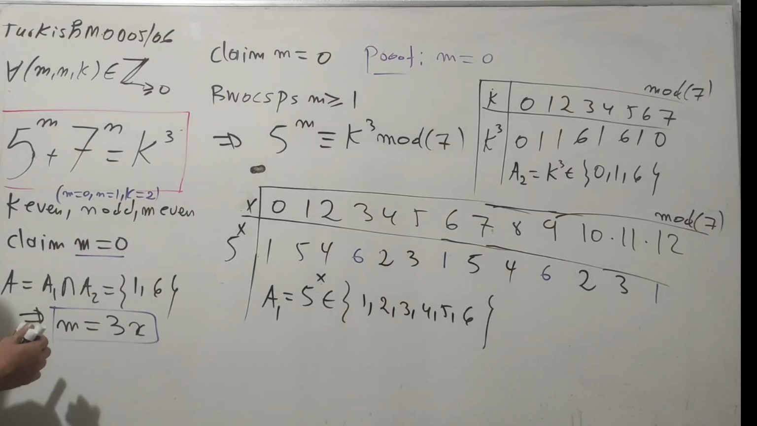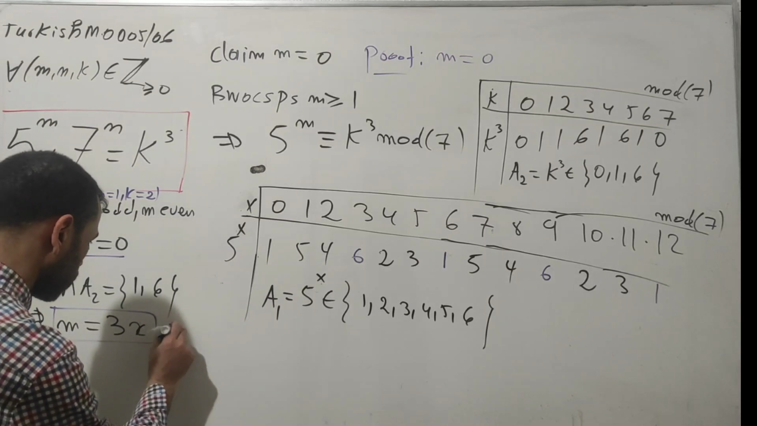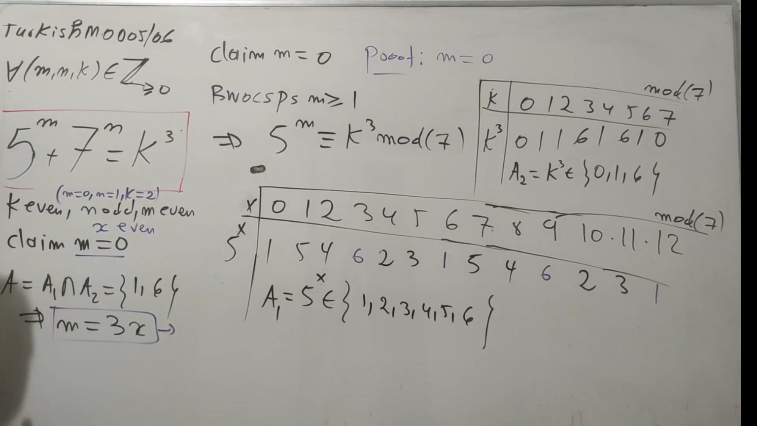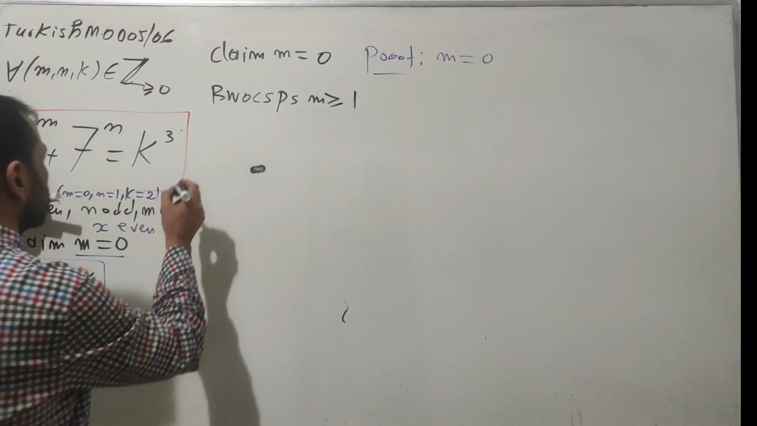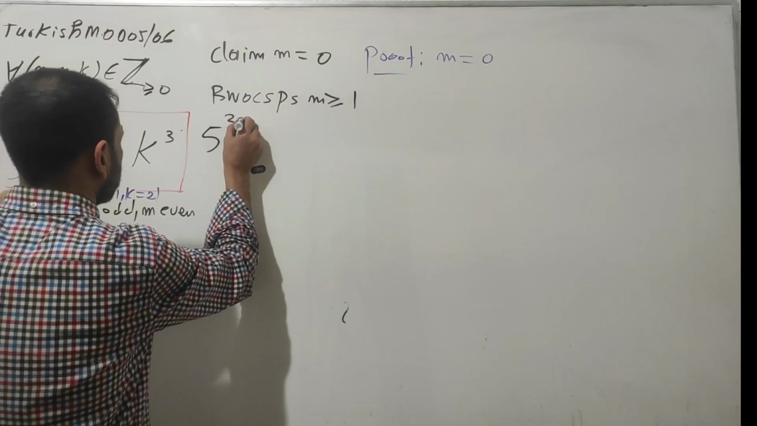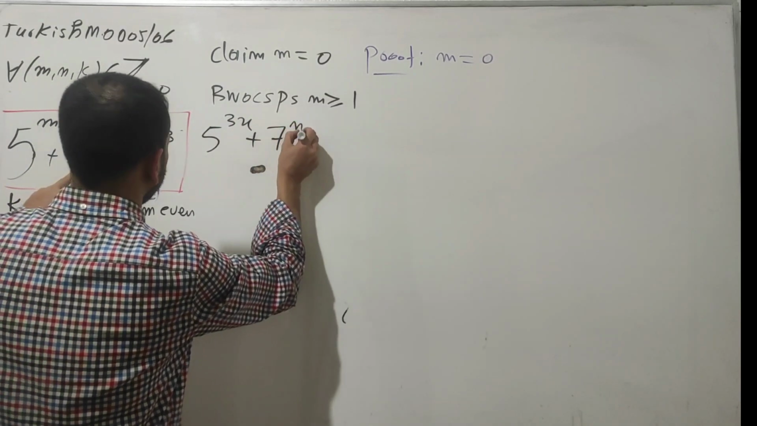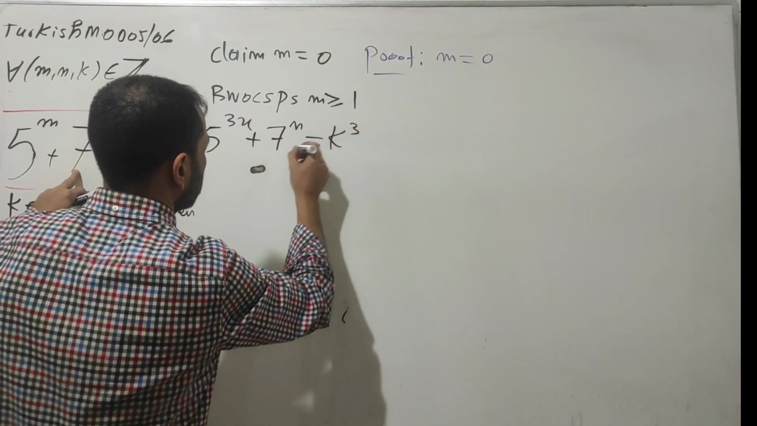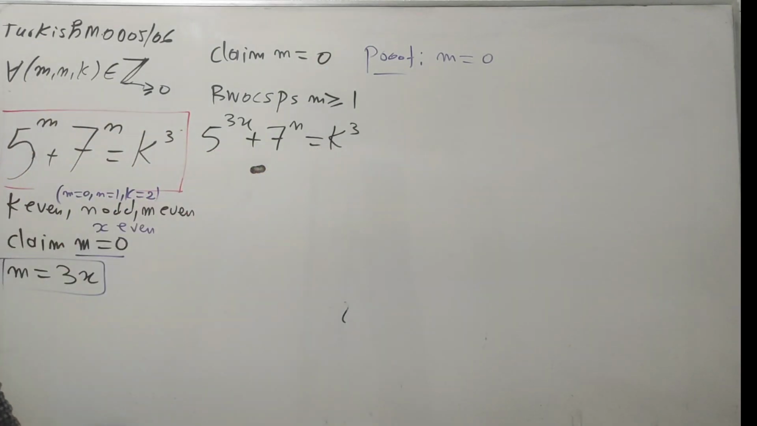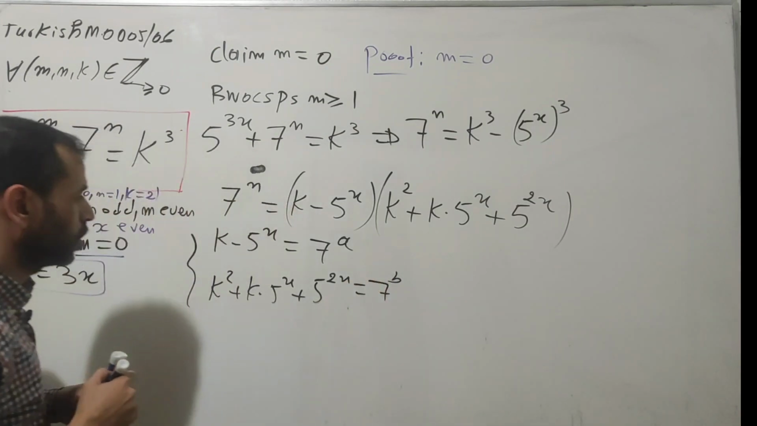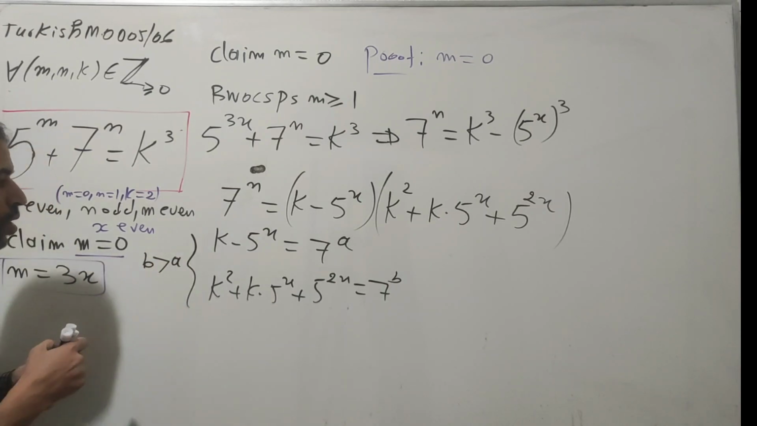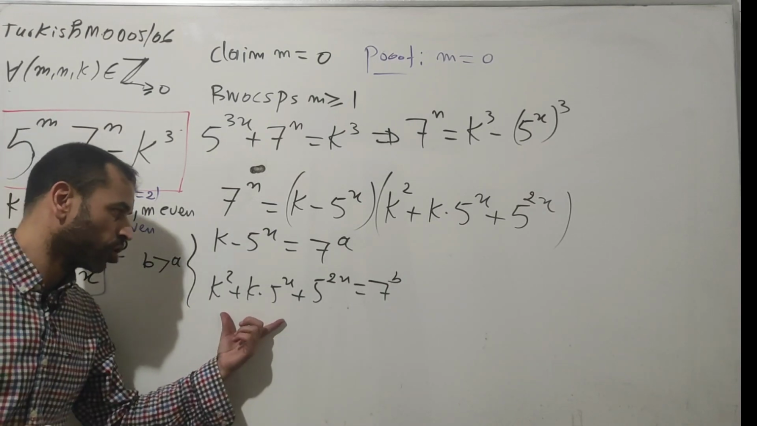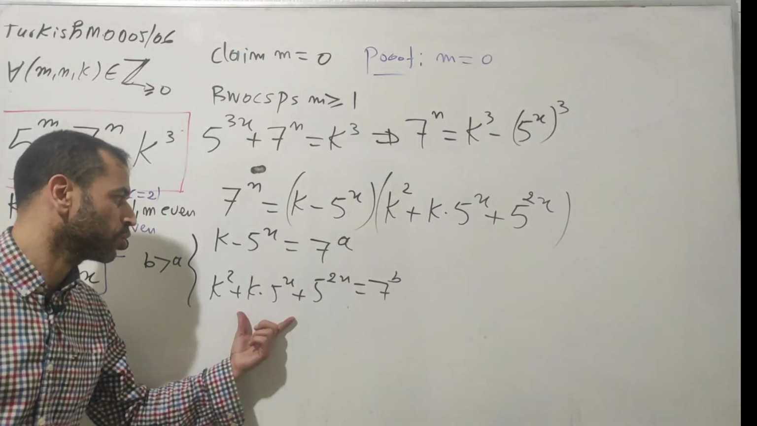Furthermore, m is even. Okay, so which means x also is even. So let's get rid of this stuff and move on to the next step, and insert it back into the original equation to see what it gives us. So I get 5 to the 3x plus 7 to the a, which equals k cubed. Let's move this term to the right, and 7 to the b. Okay, b is strictly greater than a, because based on this structure we have built here, this one is always bigger than this one.